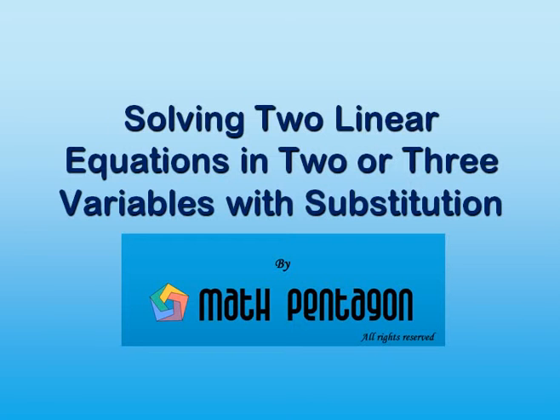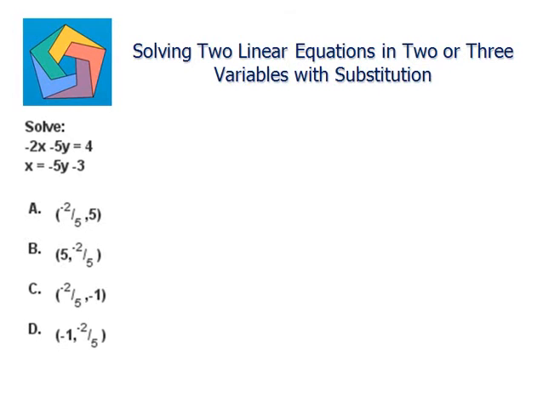Hi, today we are going to learn about solving two linear equations in 2 or 3 variables with substitution. Let's look at a problem. Solve negative 2x minus 5y is equal to 4, x is equal to negative 5y minus 3.